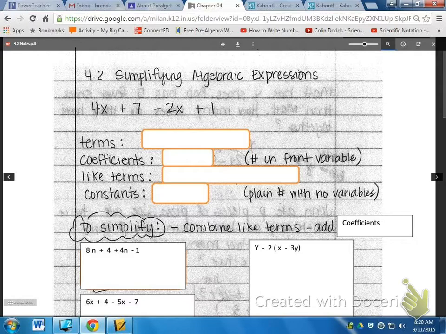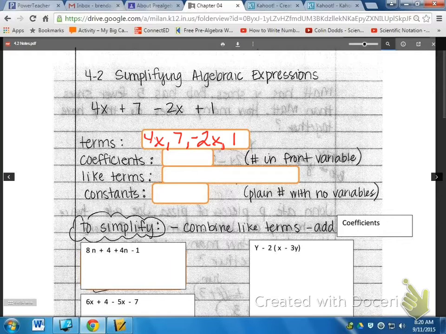So this expression has 4 terms, and here they are: 4x, 7, negative 2x, and 1. So notice you don't have to write the plus signs, but with the 2x you do have to write it as a negative 2x. So terms are every section in the expression, anything separated by the pluses and minuses.